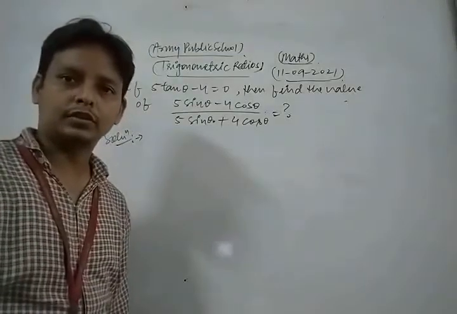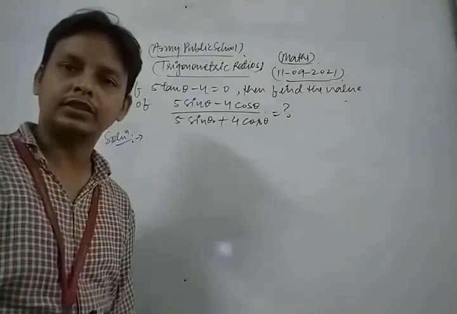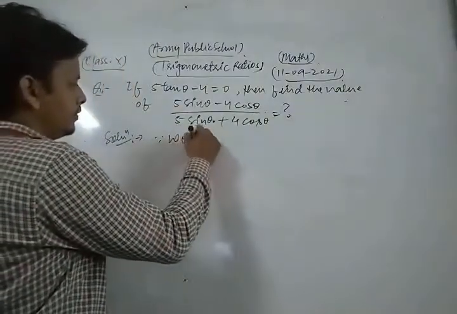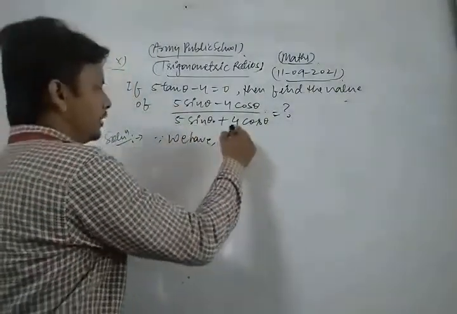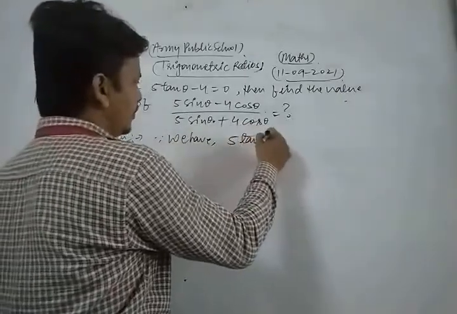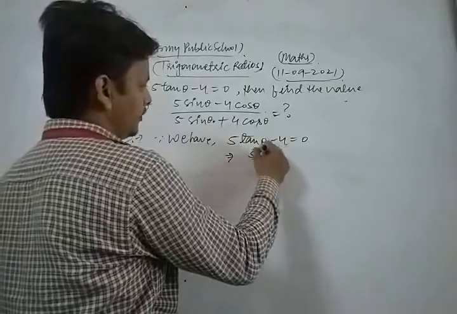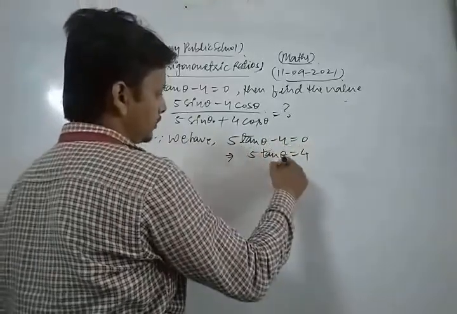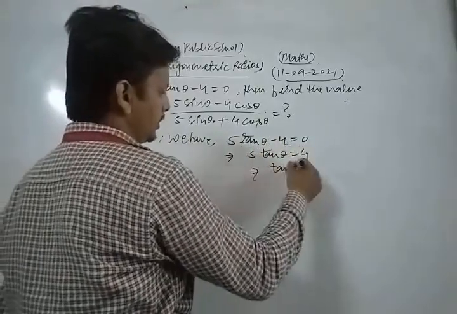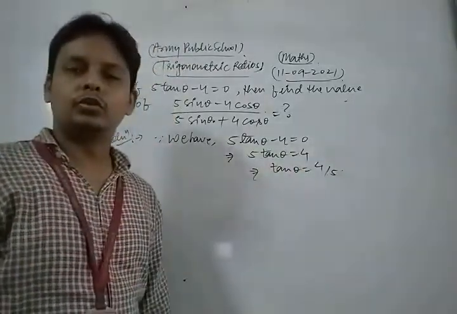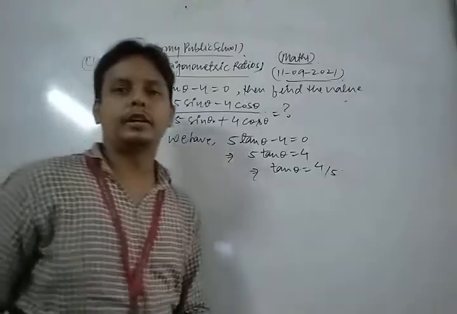Dear friends, first of all we write the given relation which is given in our question. We have 5 tan theta minus 4 is equal to 0, so from there we get 5 tan theta is equal to 4, so tan theta is equal to 4 upon 5. So that question is simplified in two ways.